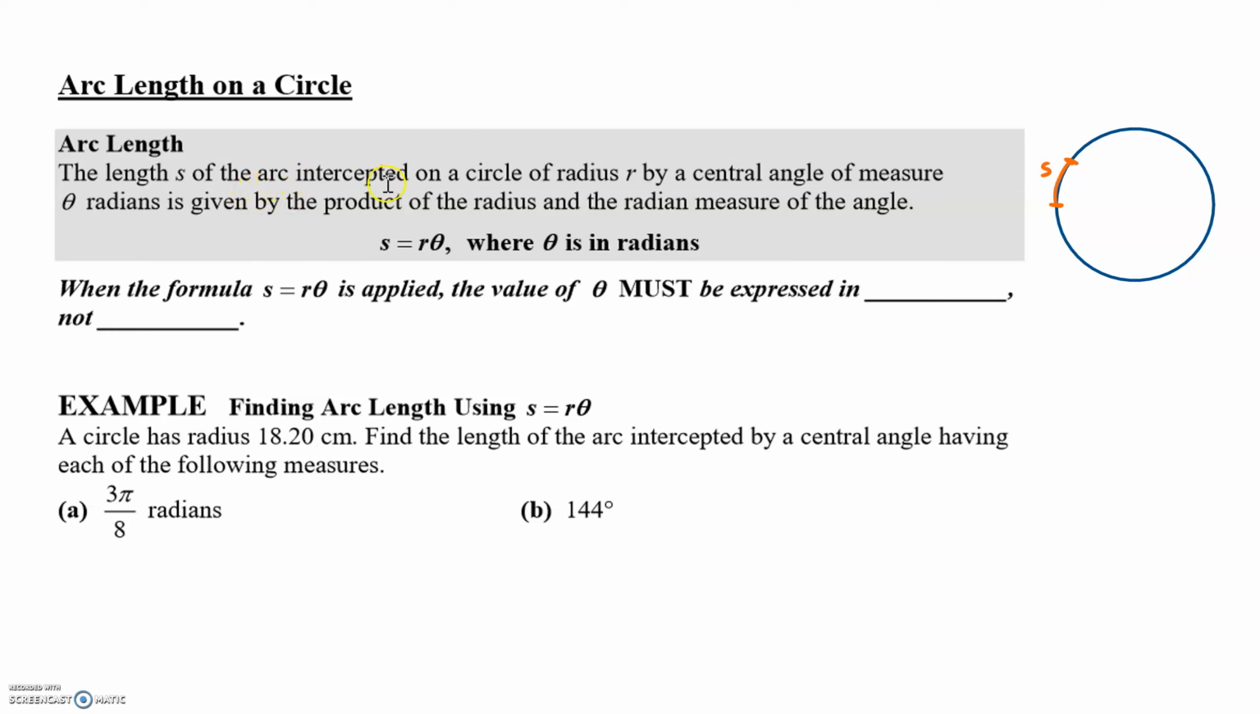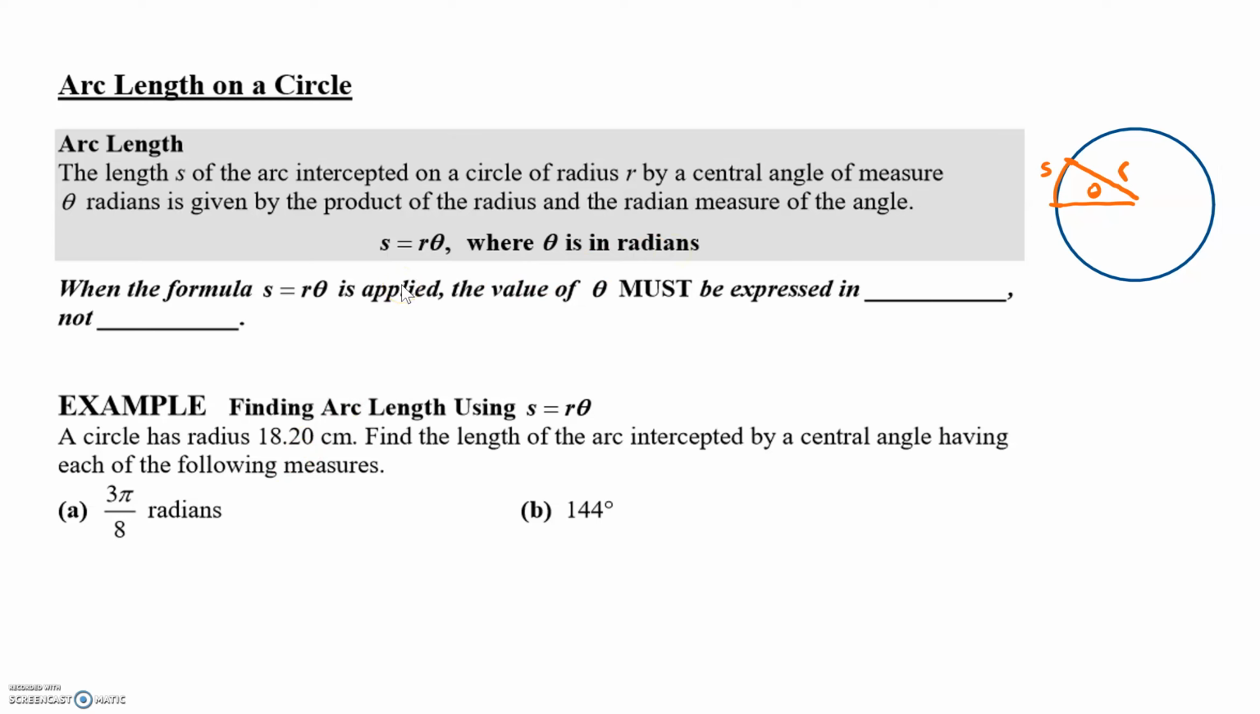And that arc length is intercepted on a circle of radius R. So let me go ahead and make this radius R, by a central angle of measure theta. So from here to here, this arc length is intercepted by that angle theta, and it's given by the product S equals R times theta. Again, R is the radius, theta is the angle intercepted by that arc length, and theta, by the way, is in radians.